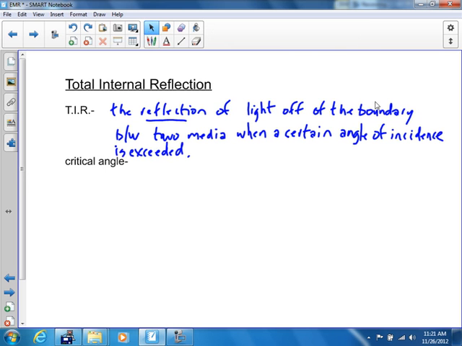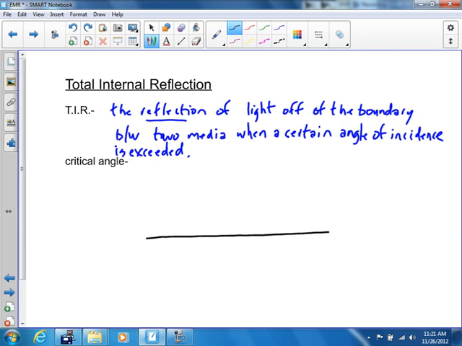Let's draw a little picture again here. Here's my boundary between the two media. Here's the normal line here. Here's my angle of incidence right here, call it theta 1. Okay, let's call this theta 2 right here. Theta 2 is pretty big, but it's still refracting, right?